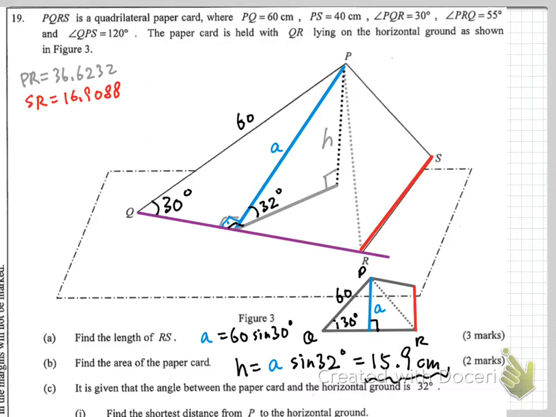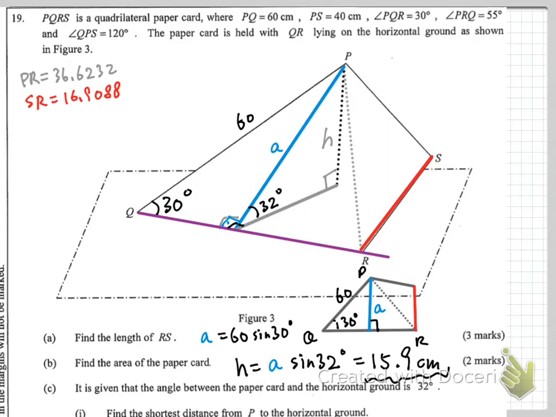Does it make sense? Perhaps, because the angle is quite small, so H being about 16 makes sense. So that is part C1, the height of point P above the ground level.